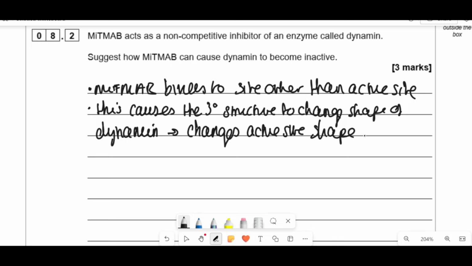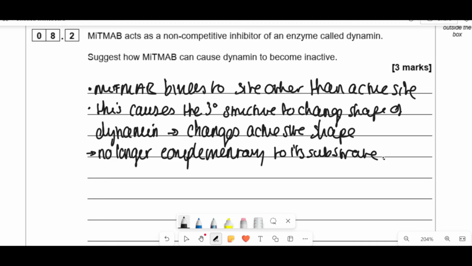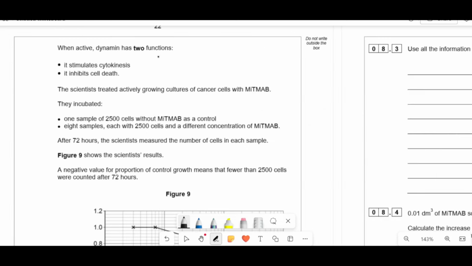What happens as a result? You need to say what the next bit is. It's no longer complementary. That's it. Because otherwise, you're not saying why it's become inactive. The last step is saying why it's inactive. Otherwise, you don't get the marks. So inactive dynamin has 2 functions. It stimulates cytokinesis and inhibits cell death.